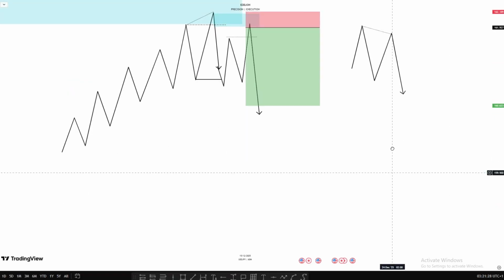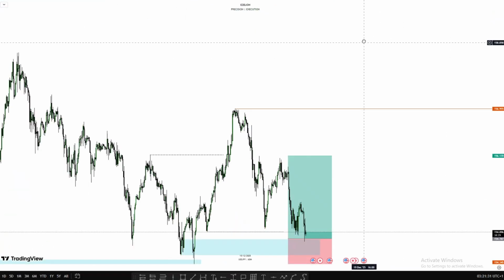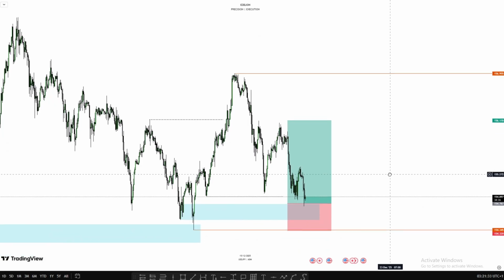So that's basically it. Now let me show you guys a couple of examples. And this is a trade we are currently at. I actually called this trade in our free Telegram channel. If you're not there, definitely go and check it out.